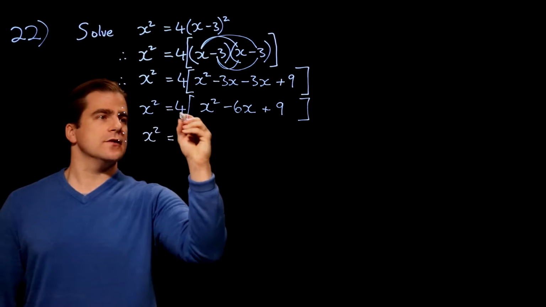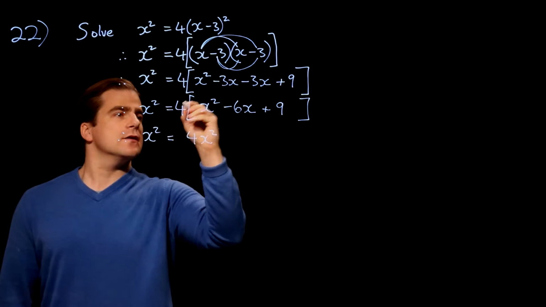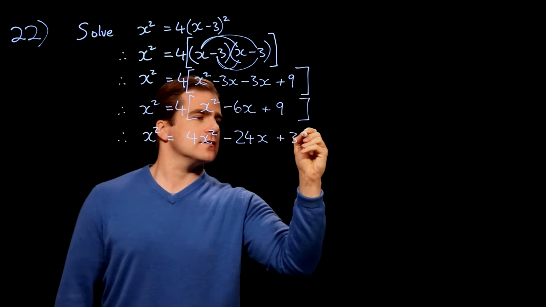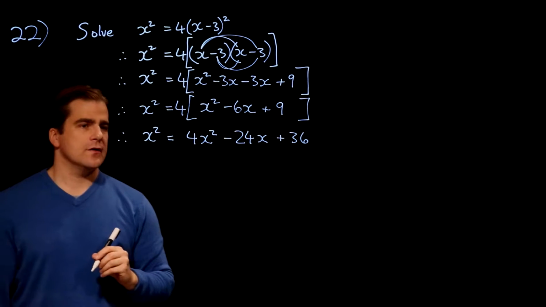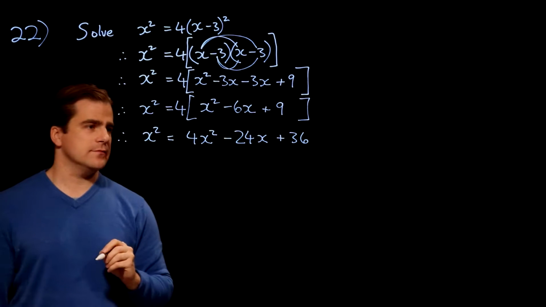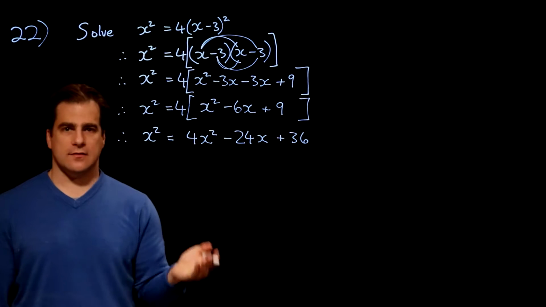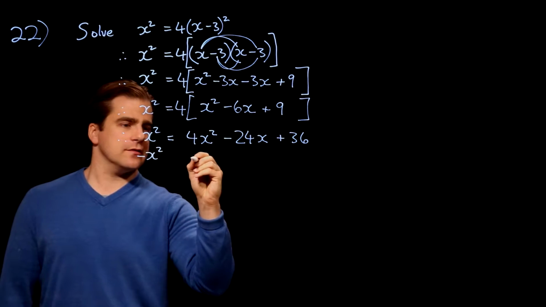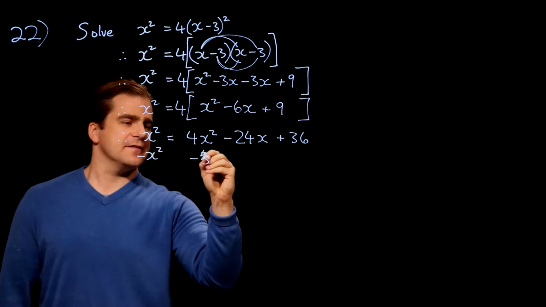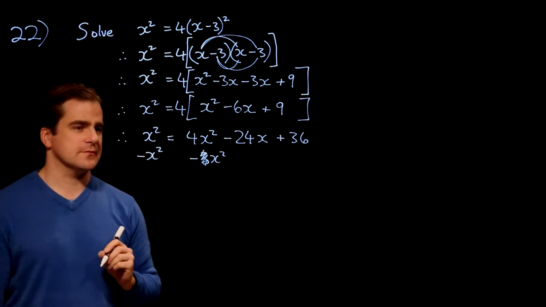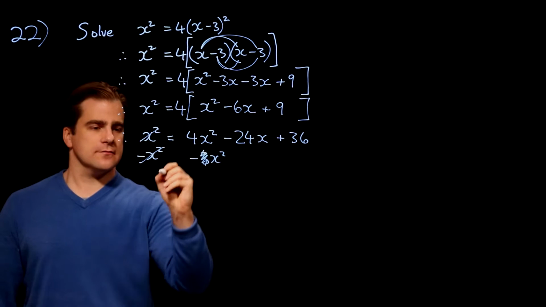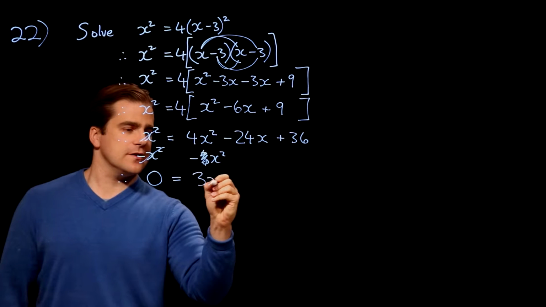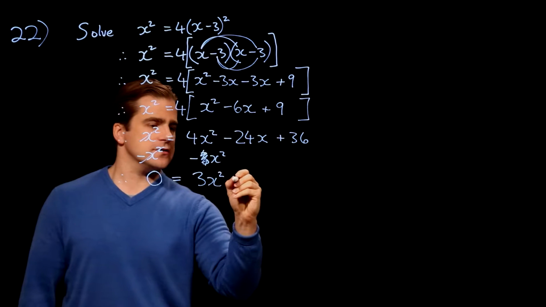Therefore, x squared equals 4x squared. 4 times minus 6x is minus 24x. 4 times 9 is 36. Okay? Right. We've got an x squared here and a 4x squared there. So let's take this x squared over here to gather like terms. So we're going to subtract x squared from both sides. It's just subtracting x squared from both sides. X squared minus x squared is 0. 4x squared minus x squared is 3x squared. Then this is untouched.